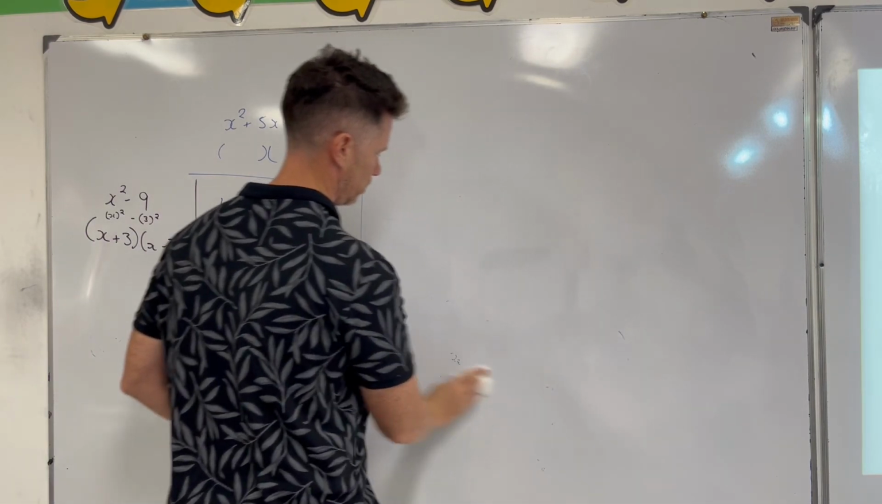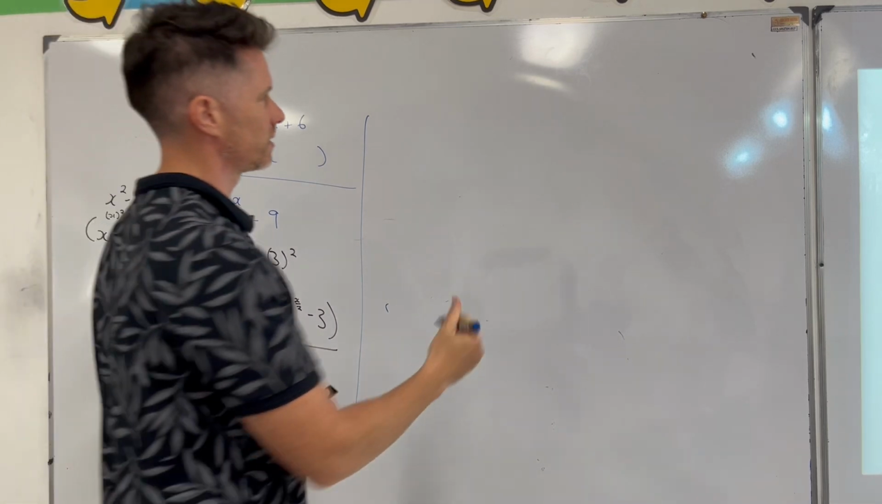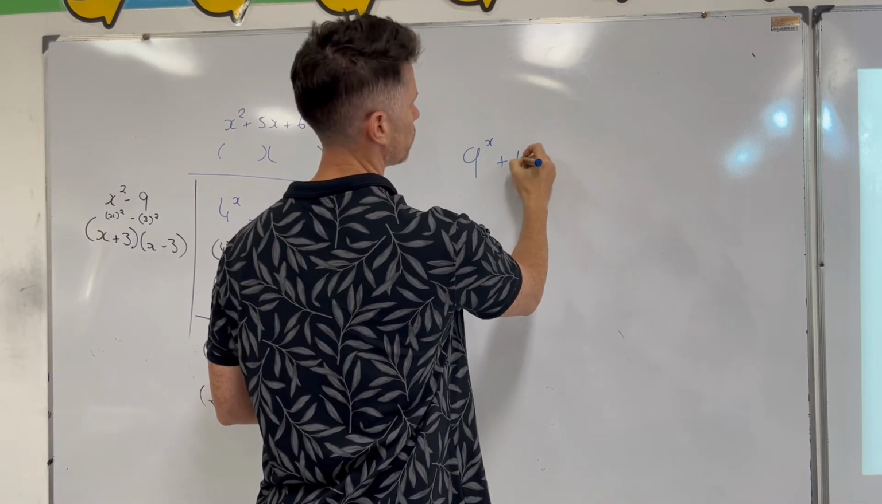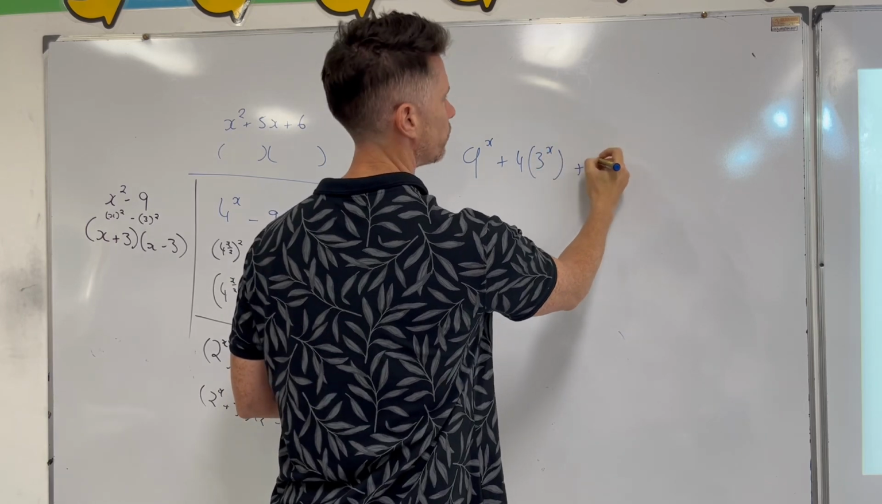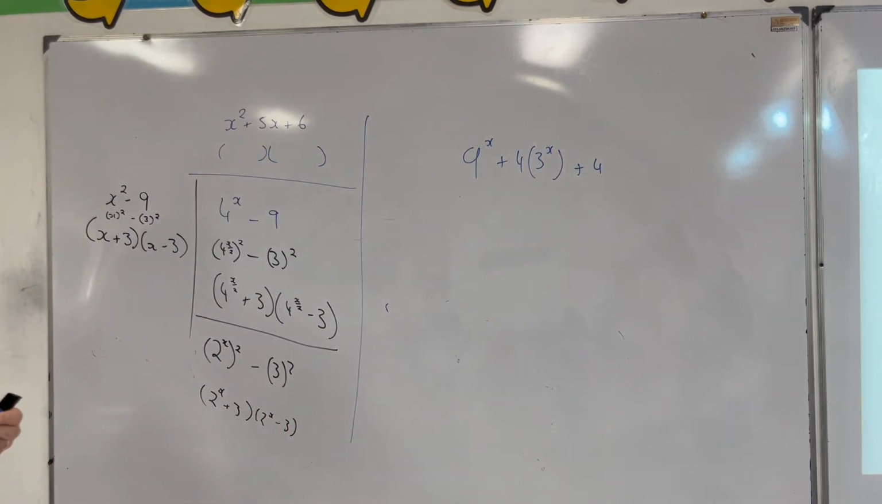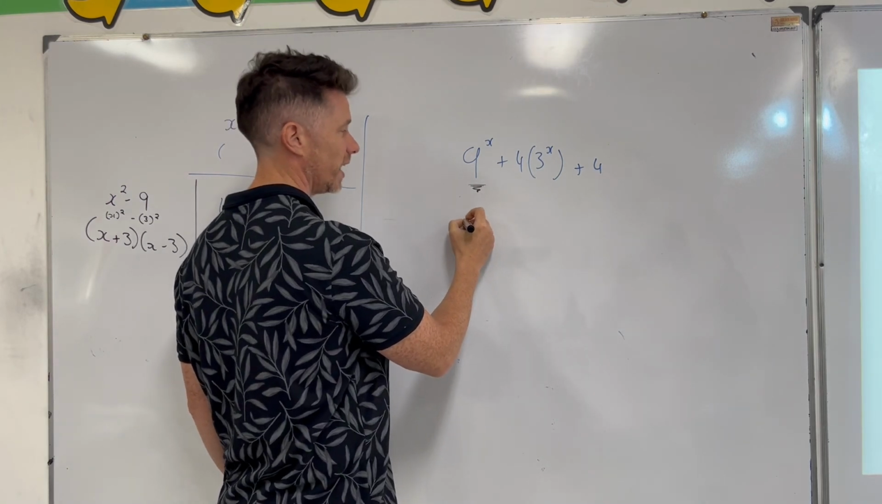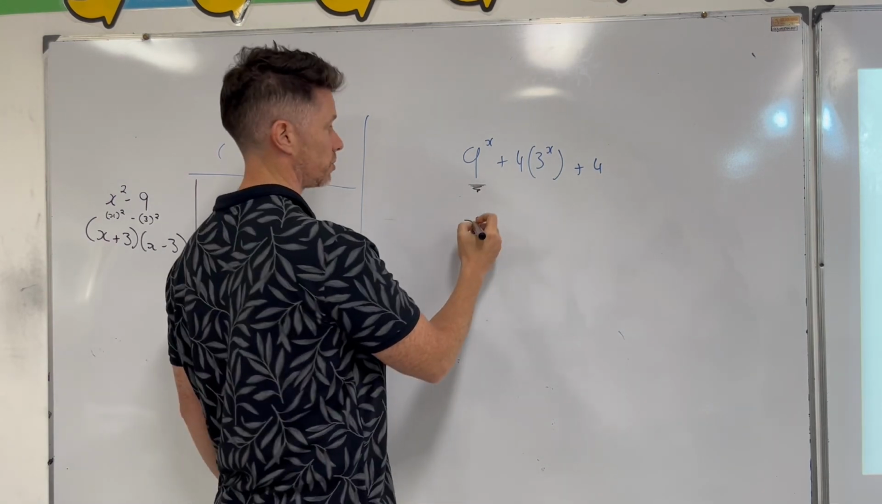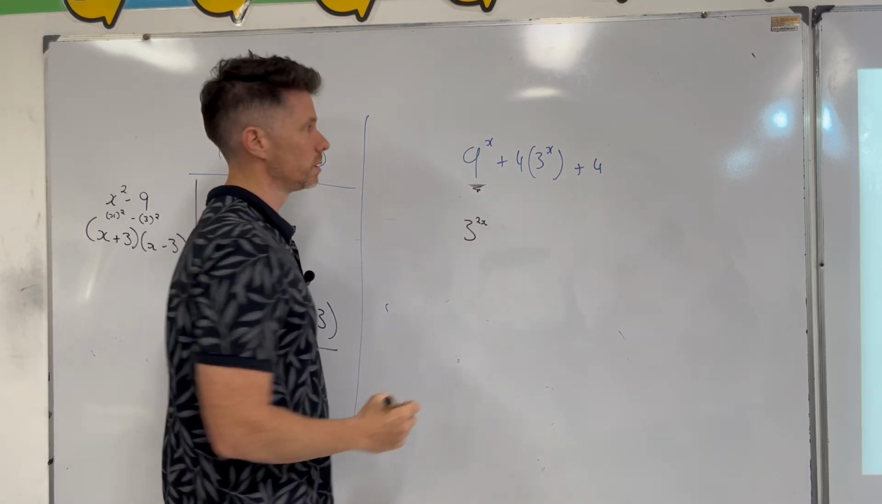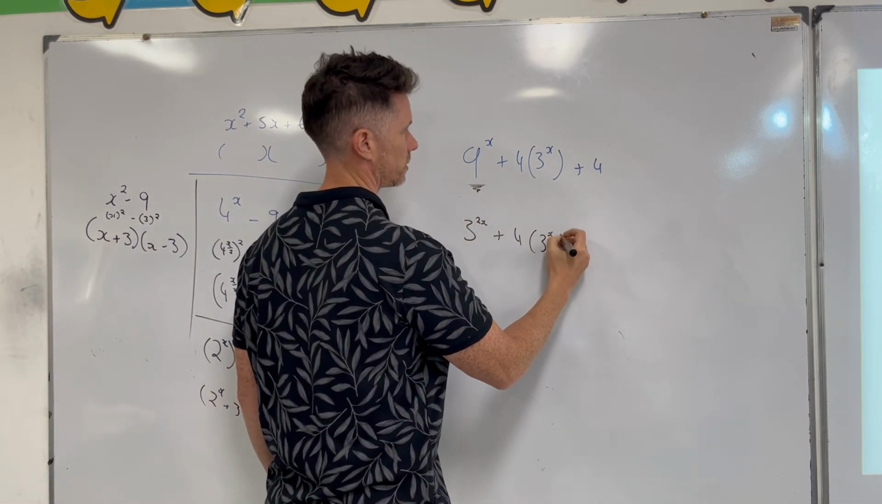So what does this other example look like? 9 to the power of x plus 4 times 3 to the x plus 4. What type of equation does that look like? Looks like a quadratic, yeah. So 3 to the power of x, but this one's also like a bracket squared. It's sort of a square. Yeah, it could be a perfect square. So this can be rewritten. Well, 9 is 3 squared. So that's 3 squared to the x, which is 3 to the 2x, plus 4 times 3 to the x plus 4.